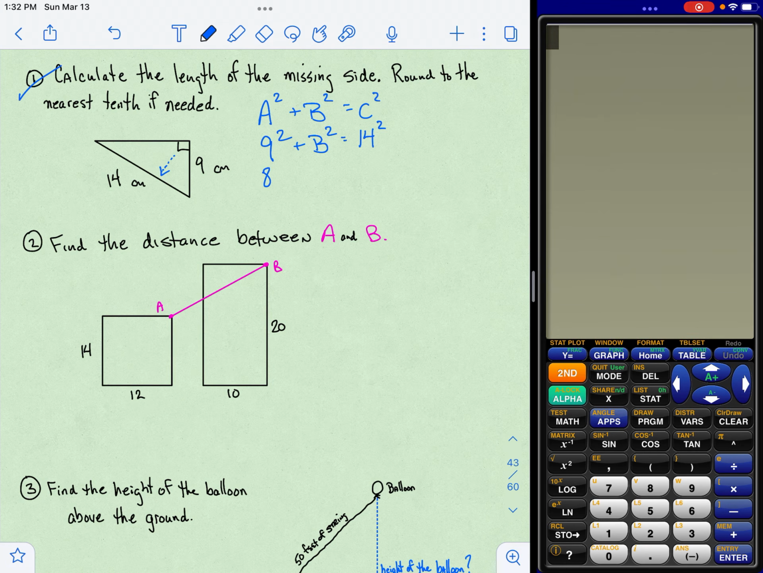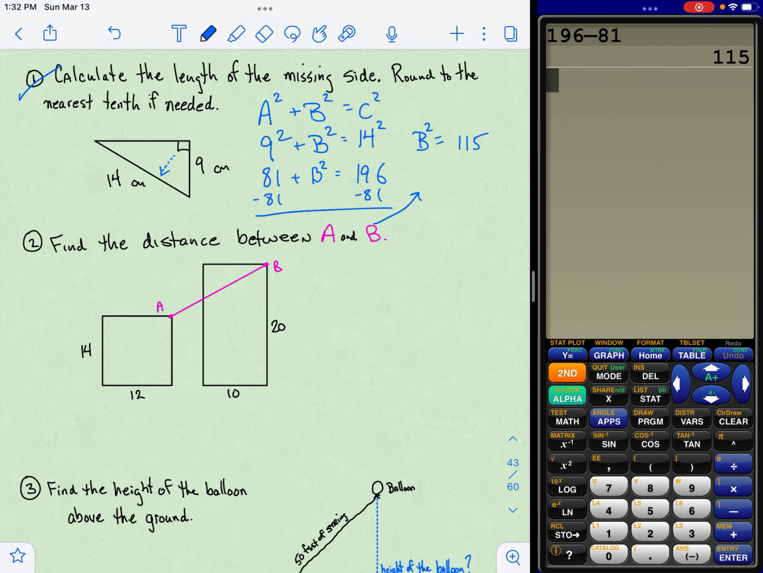And now I'm going to evaluate 9 times 9 is 81, plus B squared is 14 squared. I'll use my calculator for this one. And I get 196. And we'll do a minus 81. Let's see, 196 minus 81, 115. I'm running out of space, so I'm going to move over here. I'm going to get B squared equals 115. And I take the square root at the end, and I take the square root of 115 and get 10.7. Simple enough.